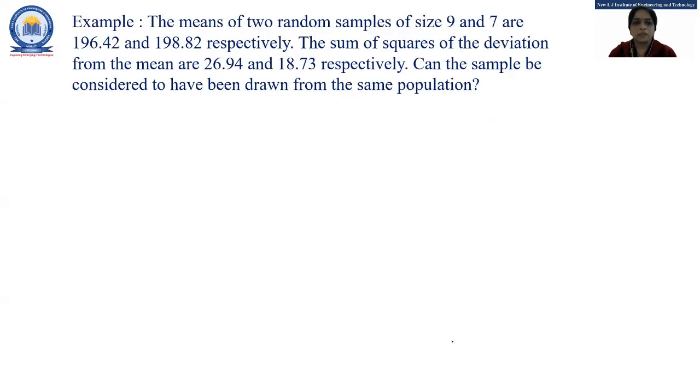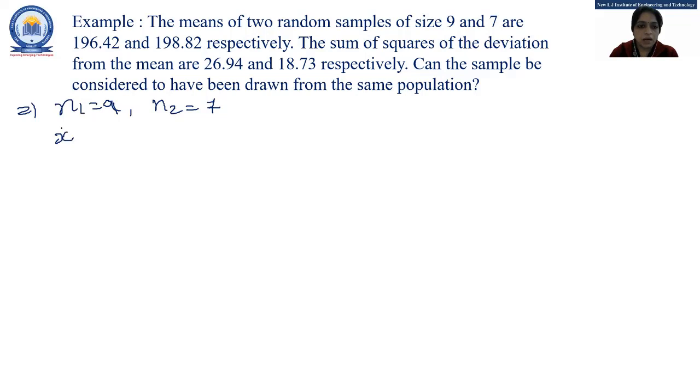Here our question is, the means of two random samples of size 9 and 7 are 196.42 and 198.82 respectively. The sums of squares of the deviations from the mean are 26.94 and 18.73 respectively. Can the samples be considered to have been drawn from the same population, right? So, from the given data, we have N1 is 9 and N2 is 7. Here both sample sizes are less than or equal to 30.